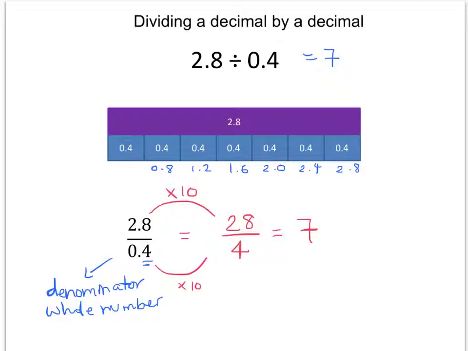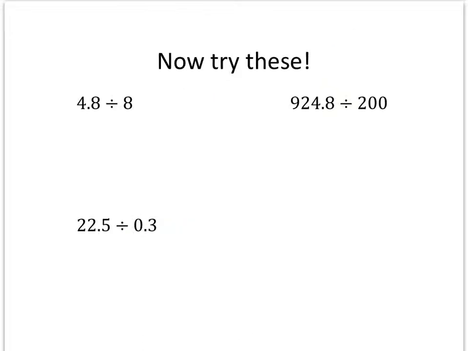Okay, so your strategy is to write your division as a fraction, multiply by 10 or 100 or 1,000 to get a whole number on the bottom as your denominator, and then do your division. We'll try a few more examples together. Okay, so I've got 3 practice questions here, and if you're feeling really confident, you can go ahead and try these on your own. Otherwise, you can do them along with me. So if you want to try them on your own, just pause the video now.